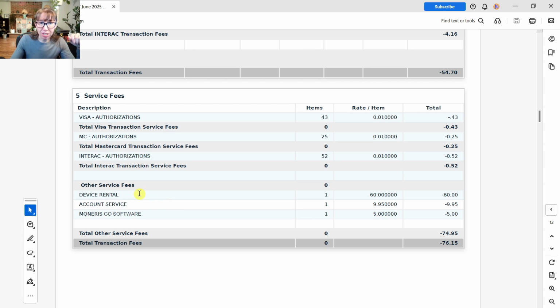The device rental, the account service, and the Moneris Go software, all of these actually have HST on them, but for some reason, Moneris is not showing the HST on their service fees. So I had to actually figure that out from an actual Moneris statement that I changed. And I had to sort of figure it out backwards, which is what I found frustrating. But you don't need to figure that out. We need to find out where it actually says HST. That's when we can claim it.